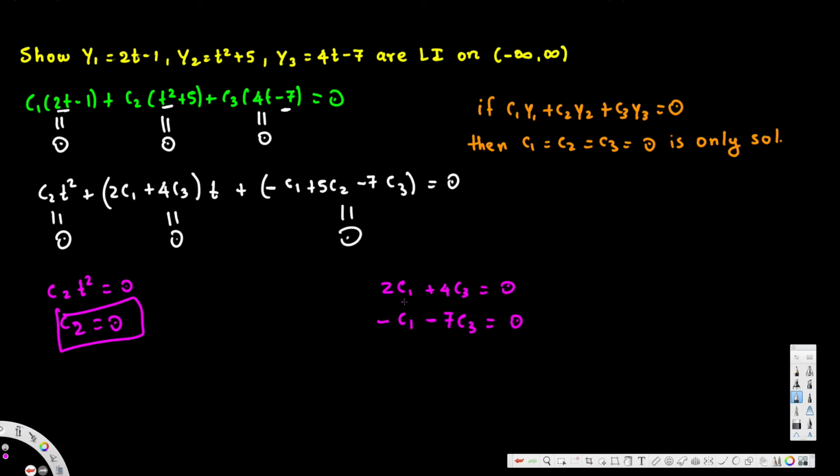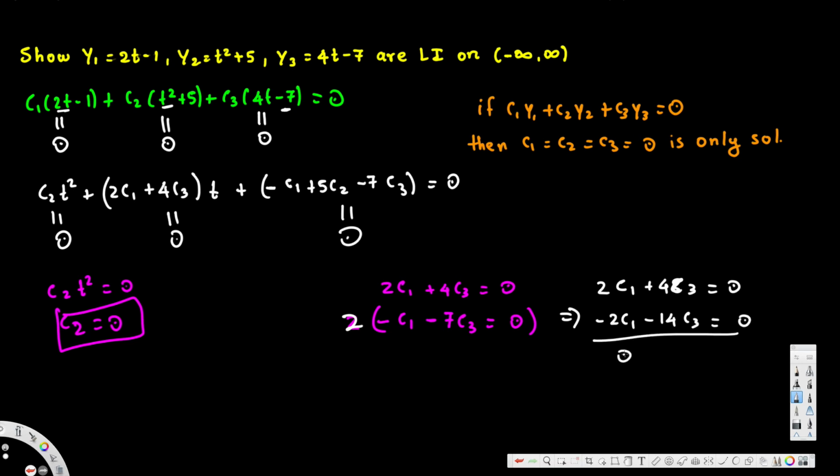Now here we have two terms, so to eliminate one of the terms, I multiply this one by 2. If we multiply this one by 2, the top one remains the same: 2c1 plus 4c3 is equal to 0, and the bottom one will become negative 2c1 minus 14c3 is equal to 0. If we add them together, this is going to be 0, and this is going to be negative 10c3 is equal to 0. Therefore c3 is equal to 0.